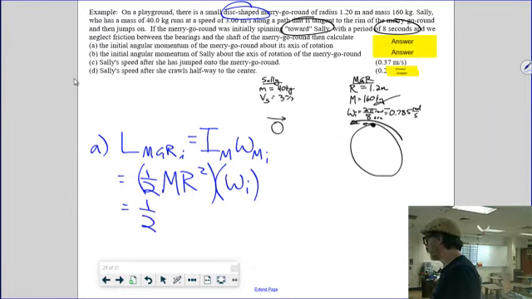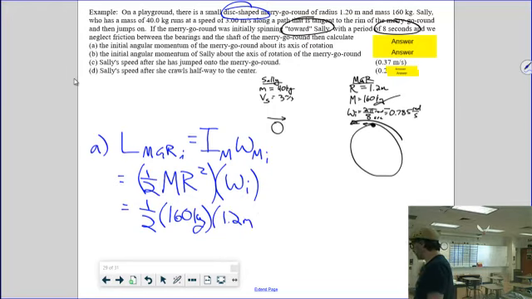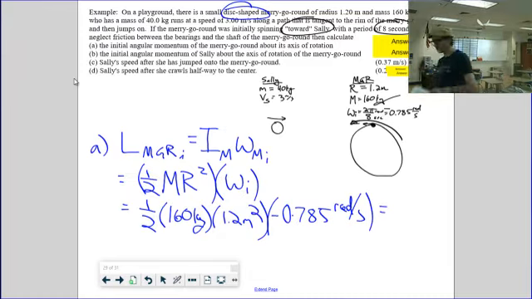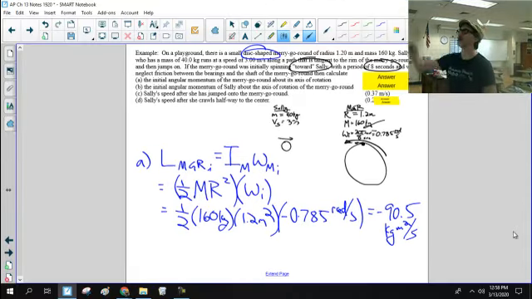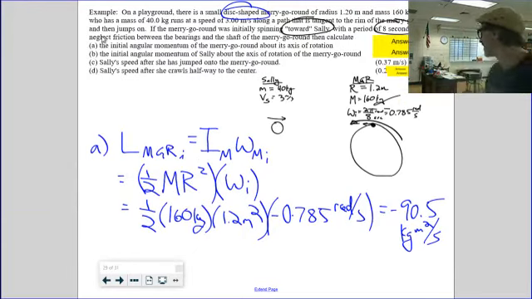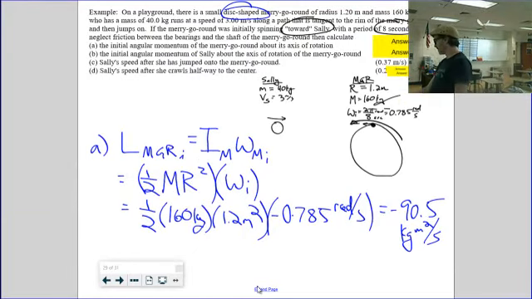So what are we going to get? 1/2, mass is 160 kilograms, radius is 1.2 meters, don't forget to square it, times our initial angular velocity, which is negative 0.785 radians per second. Multiply that all out, and you get negative 90.5 kilogram meters squared per second. The next thing we need to do is part B, which wants the initial angular momentum of just Sally. So here we go.